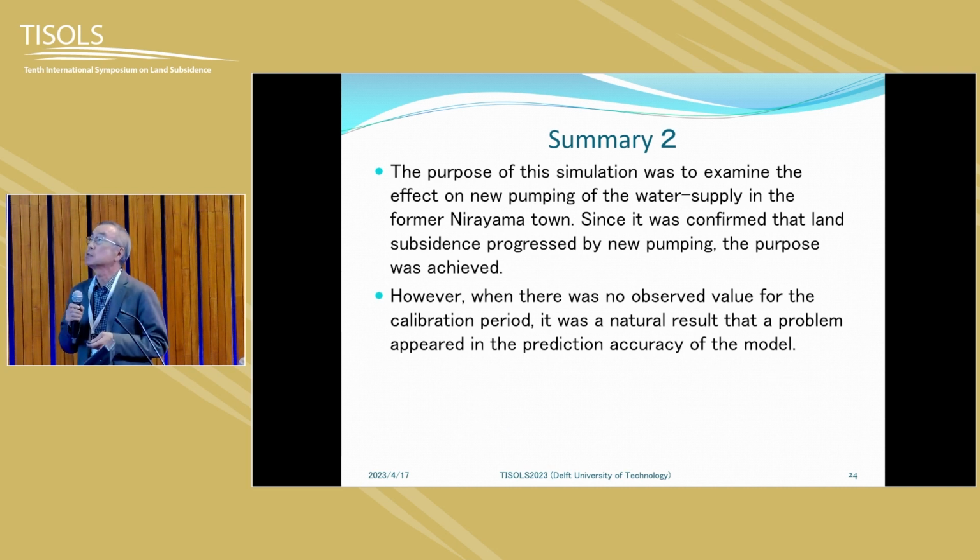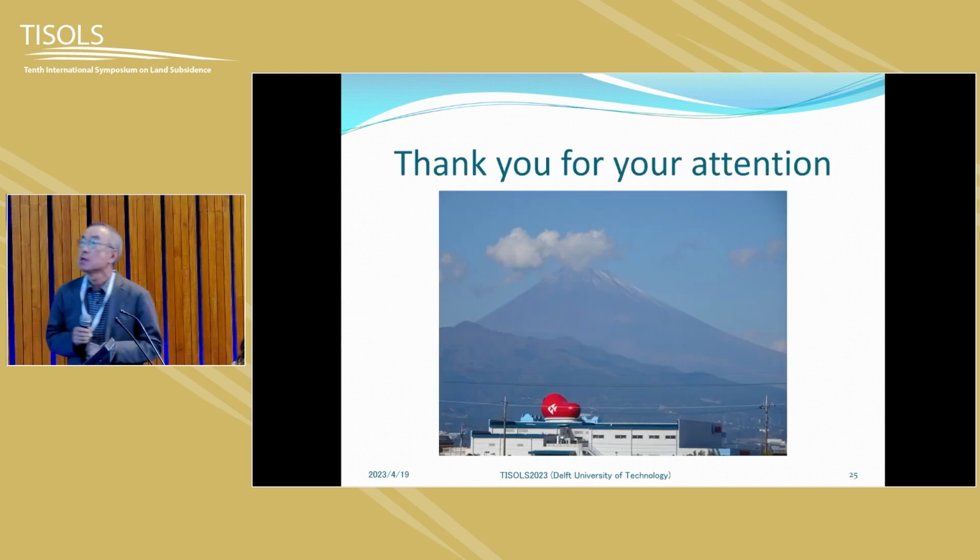The purpose of this simulation was to examine the effect of new pumping of the water supply in the former Nirayama town. Since it was confirmed that land subsidence progressed by new pumping, the purpose was achieved. However, when there was no observation value for the calibration period, it was a natural result that the problem appeared in the prediction accuracy of the model. Thank you for your attention.